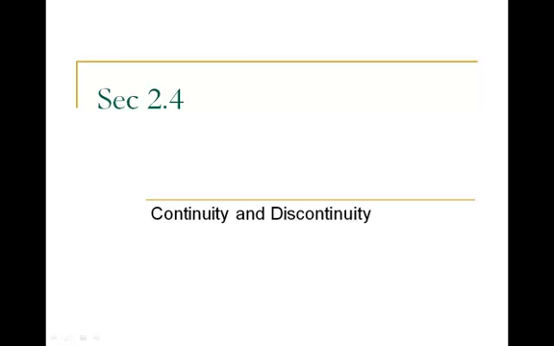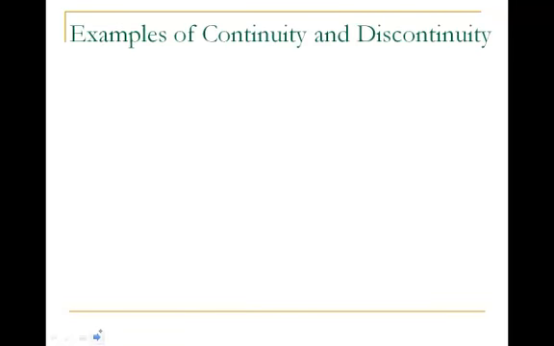Lesson 2.4 is a lesson on continuity and discontinuity. We're going to begin by looking at some examples, and if you'll turn in your book to page 46, there are 6 graphs at the top of the page.